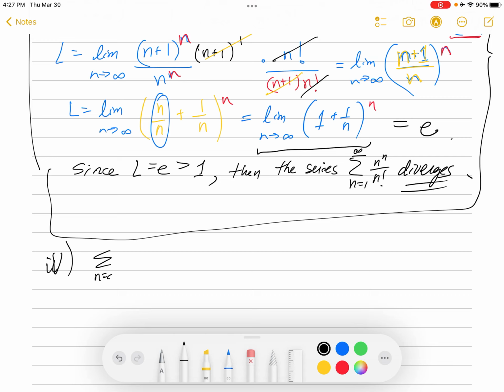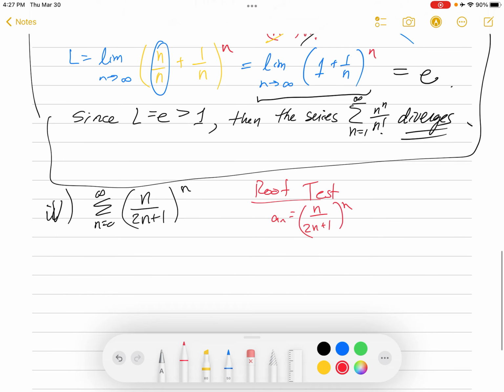Okay, there's one. Sum from 0 to infinity of (n over 2n plus 1) to the n power. Now you see this big power of n right here? That power of n is probably an indication you should use the root test.